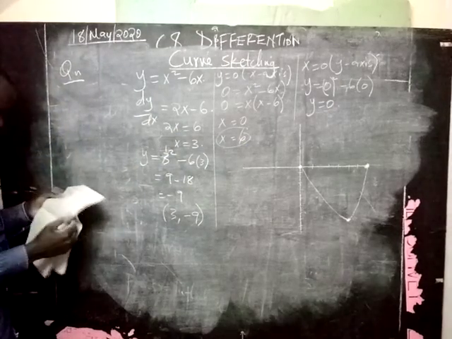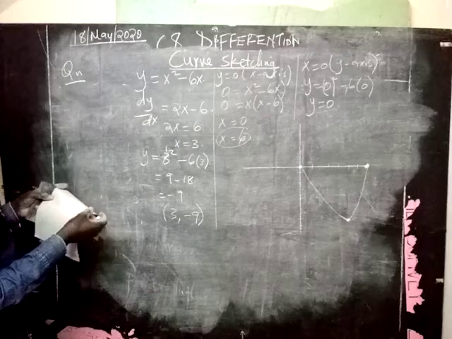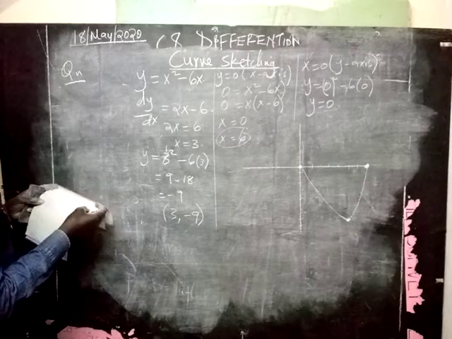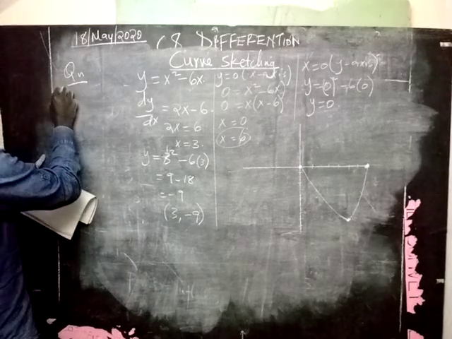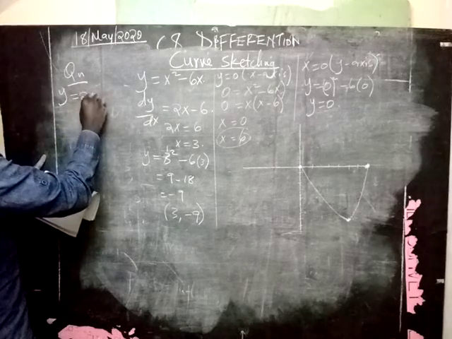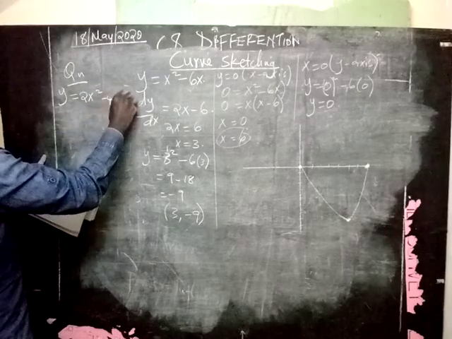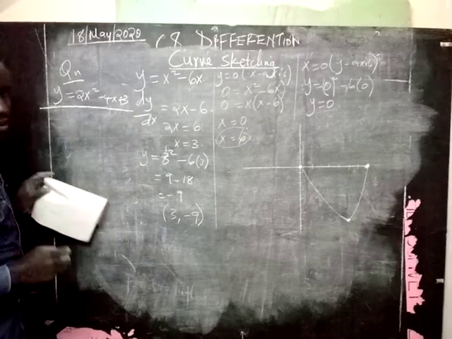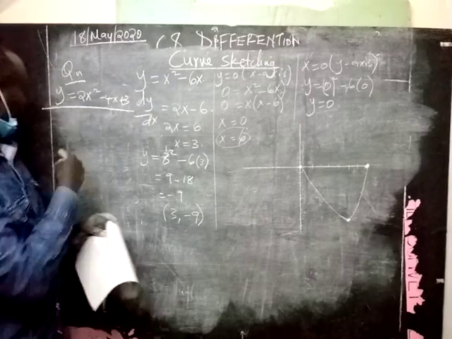I want you to sketch this curve where we have y equals 2x squared minus 4x plus 3. Can you scale that? Can you scale that half?